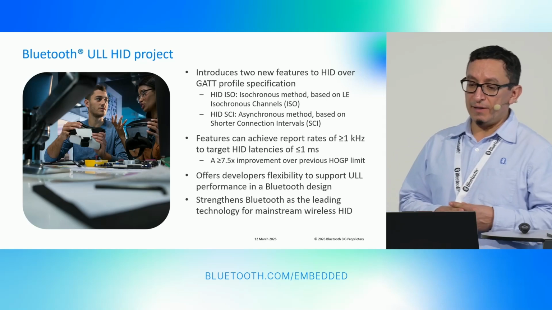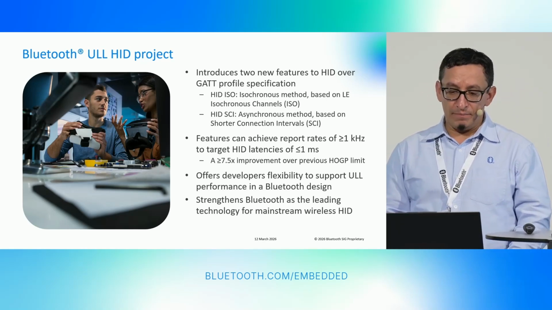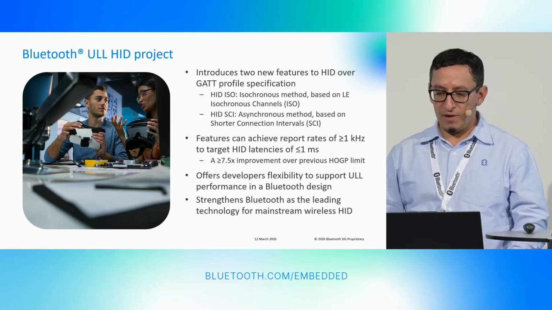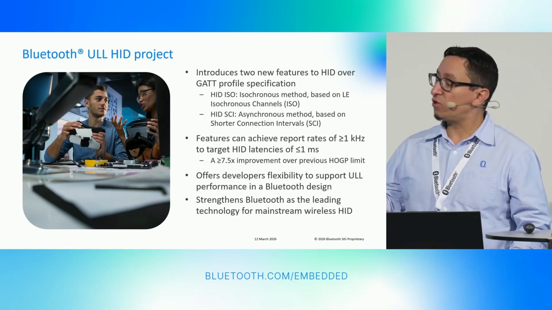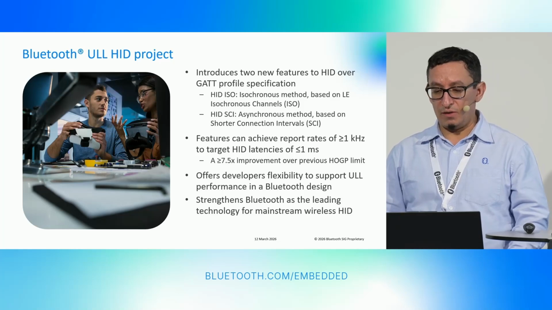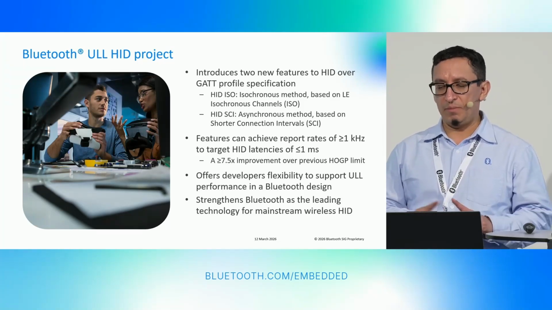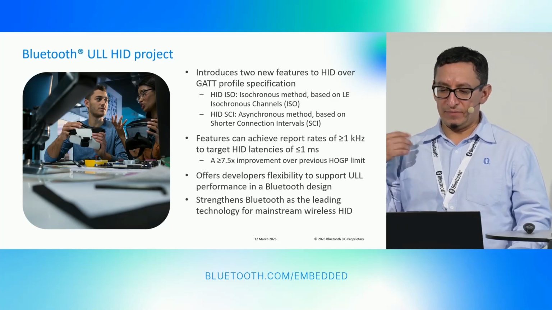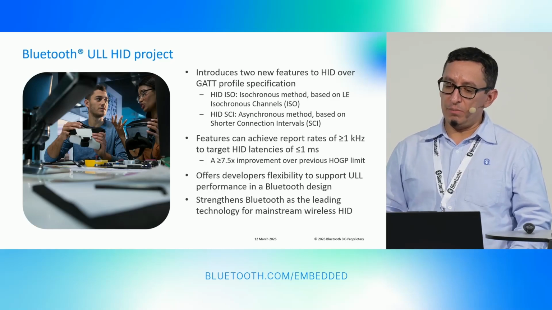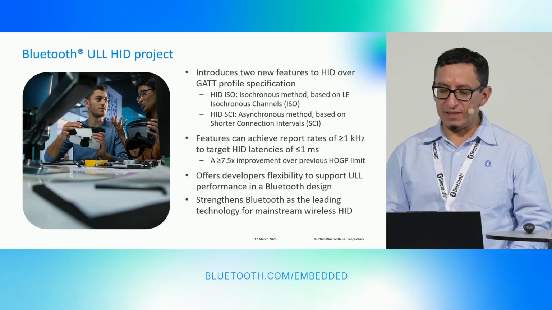So with that context in mind, now let's come back to the Bluetooth ULL HID project. In a nutshell, Bluetooth ULL HID adds two new features to the HID over GATT profile specification that are named HID ISO and HID SCI. HID ISO uses LE isochronous channels, while HID SCI uses shorter connection intervals to implement the mechanisms that enable the ultra-low latency performance. Both HID ISO and SCI are Bluetooth core specification capabilities that I will elaborate on upcoming slides shortly.